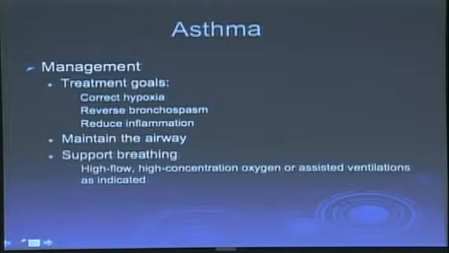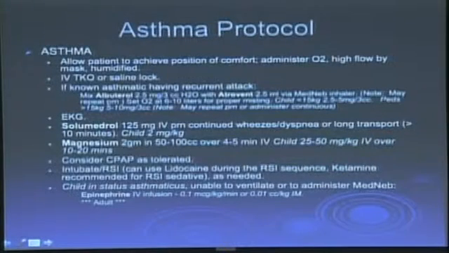Treatment goals of an asthma attack are to correct hypoxia, reverse bronchospasm, and reduce inflammation while maintaining the airway and supporting breathing. So your protocol: allow the patient to achieve a position of comfort. If they're comatose, that's easy. Administer O2 by high-flow mask, IV, and albuterol and Atrovent.